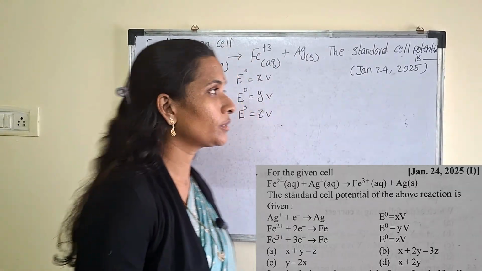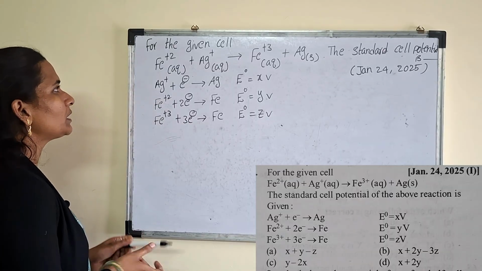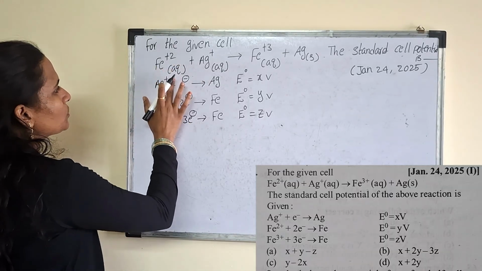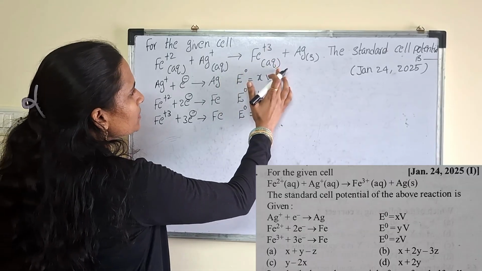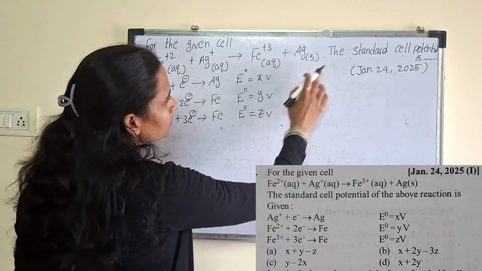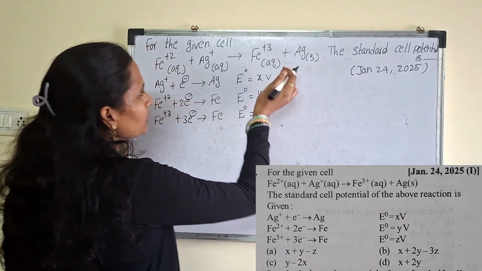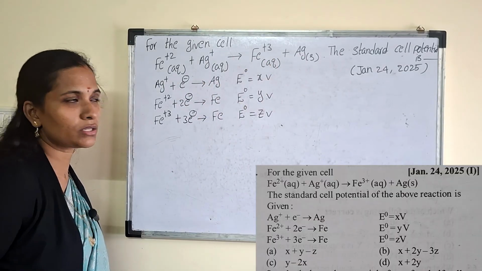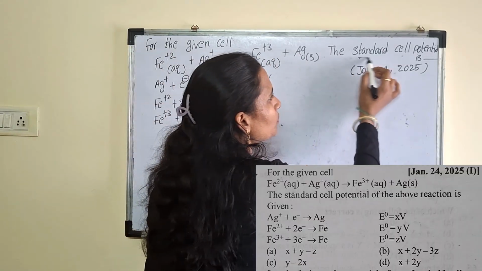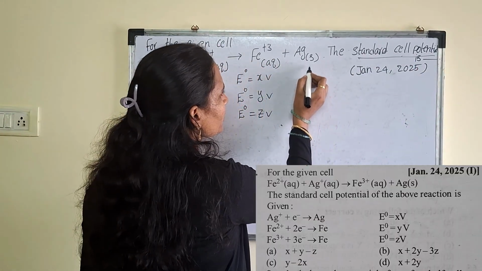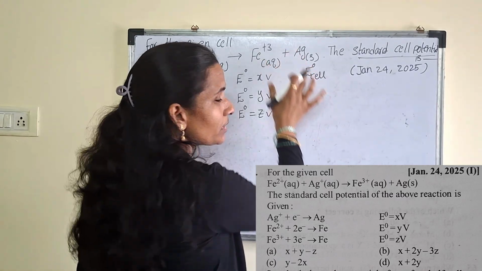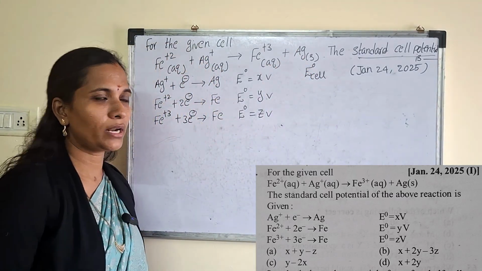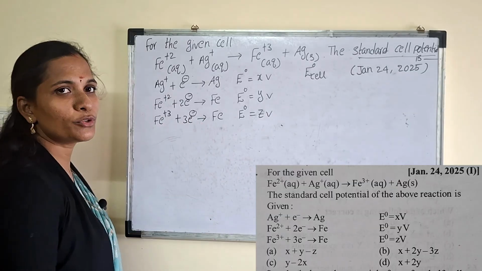Now coming to the question: for the given cell, Fe2+ (aq) + Ag+ (aq) gives rise to Fe3+ (aq) + Ag (s). They are asking for the standard cell potential, E naught cell, for this reaction, and they have given some information also.